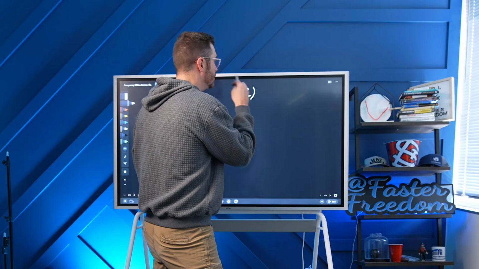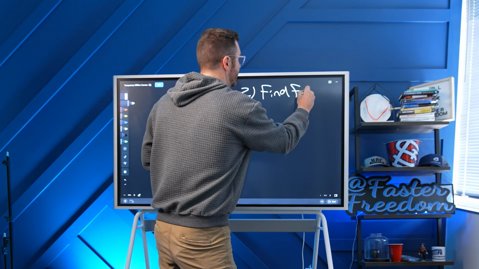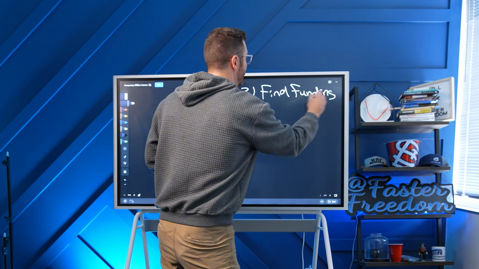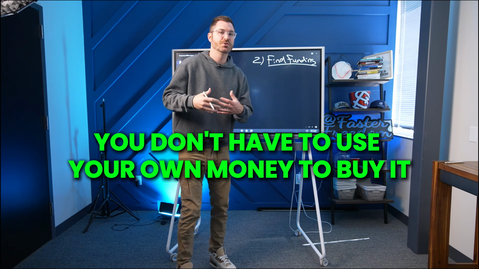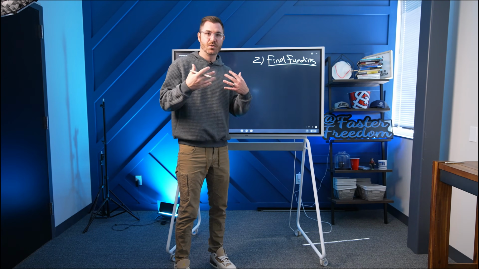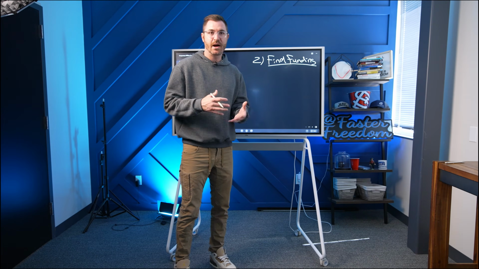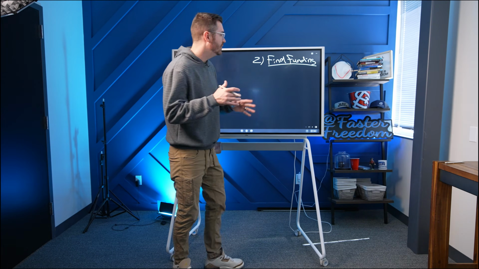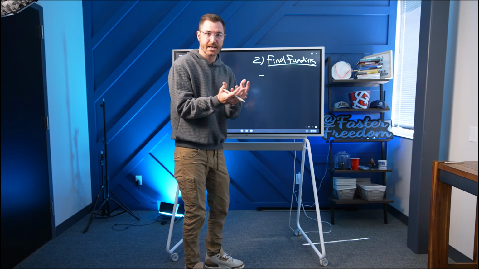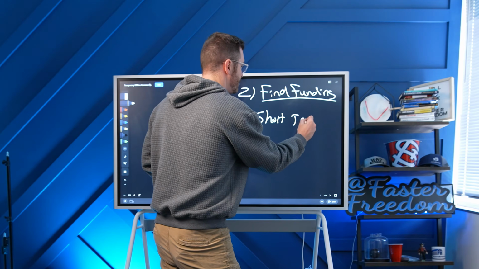All right, so step 2 is going to be find funding. The beautiful thing about real estate investing is you don't have to use your own money to buy it. There's more money than deals sitting on the sidelines. And if you're going to be keeping these as rentals, as I mentioned at the beginning, you know, how to get the ball rolling to buy rentals, there are 2 main types of funding buckets that you need to look for. There is a short-term funding bucket.